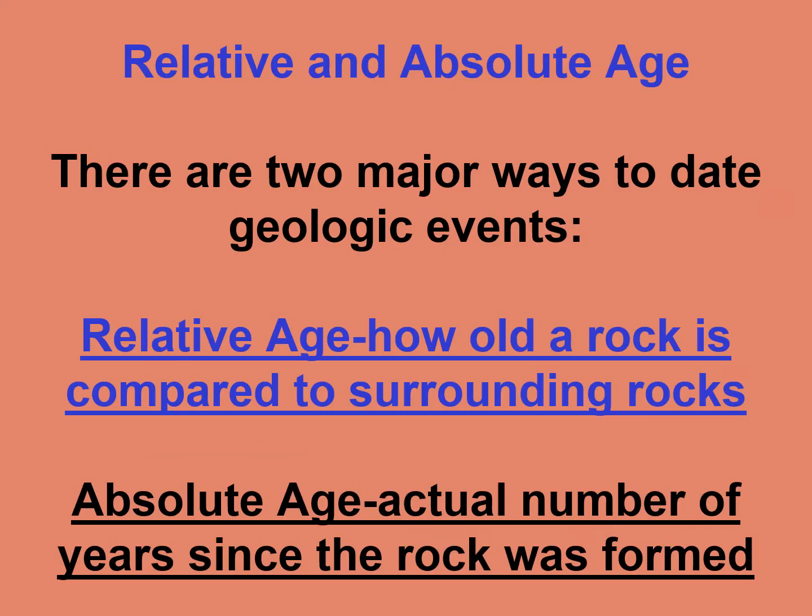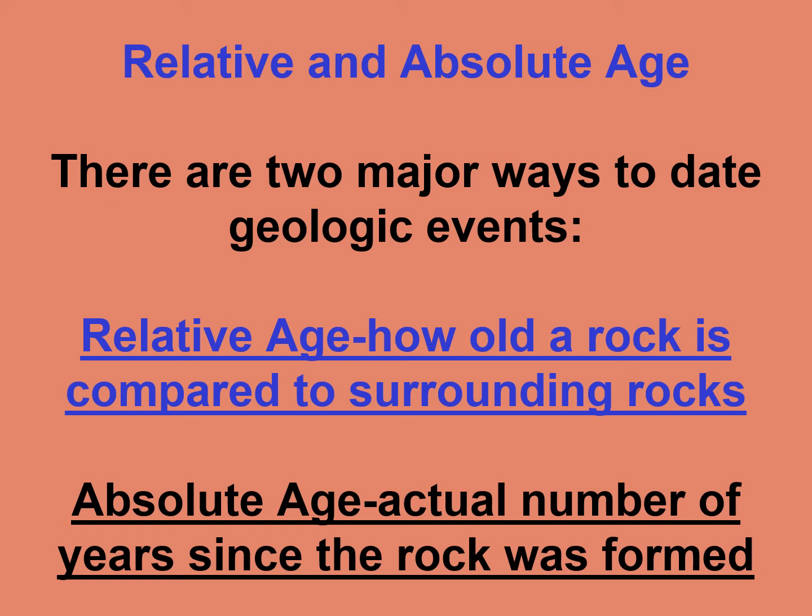There are two major ways to date a geological event. So geological meaning the earth. Relative age, how old a rock is compared to surrounding rocks, or absolute age, the actual number of years the rock was formed. I like to think of it as relative age. I'm comparing myself to a relative. I am younger than my grandfather. I am older than my daughter. I'm comparing my age to one of my relatives. The same would be true in rocks. You would be comparing one rock to the age or the birthday of another rock.